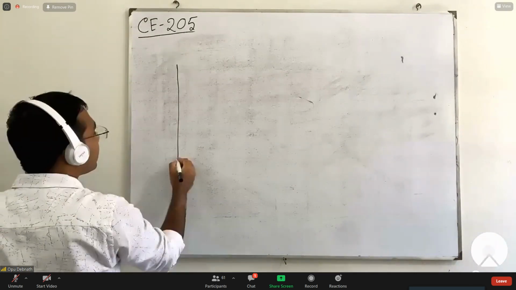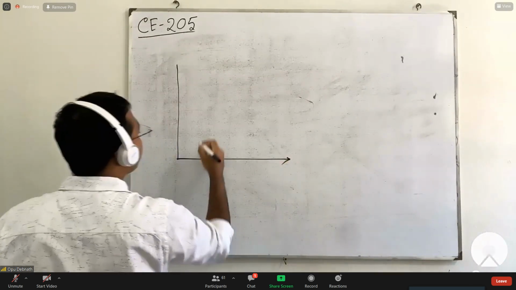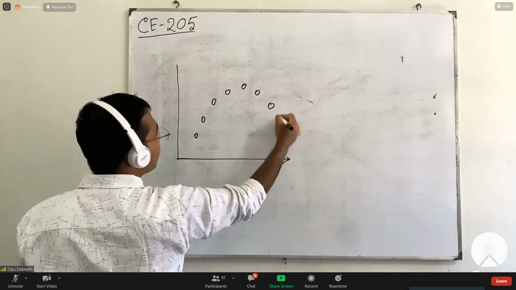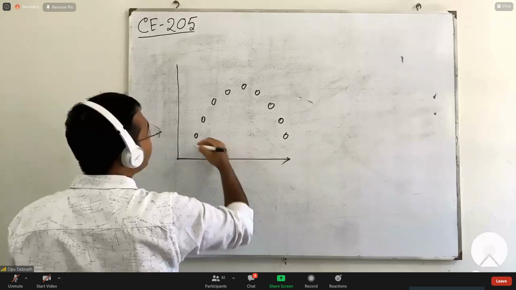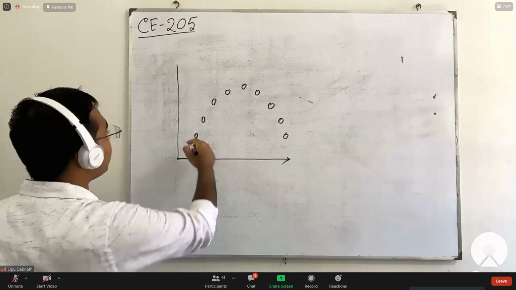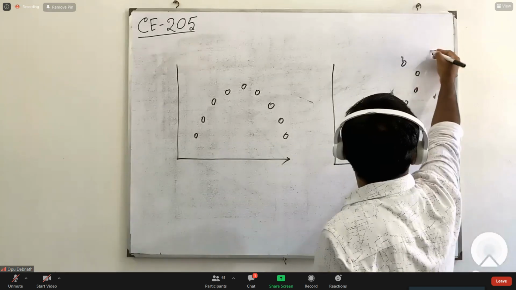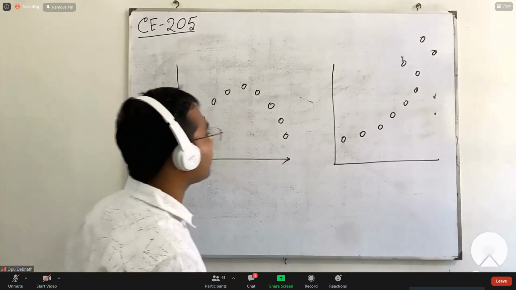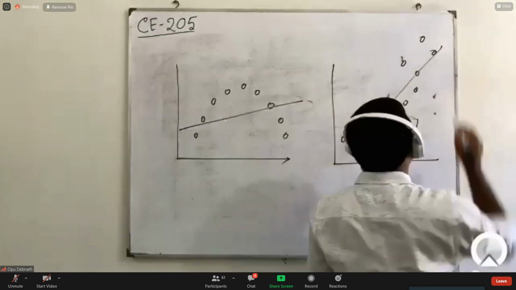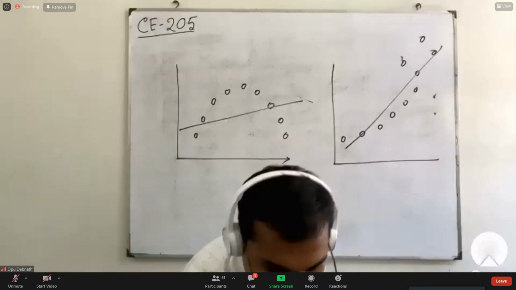Suppose from an experiment you find a set of data like this. In the graphical representation of the data, you may find this set of data, or simply you may find this type of data. So, is it feasible to fit a straight line?